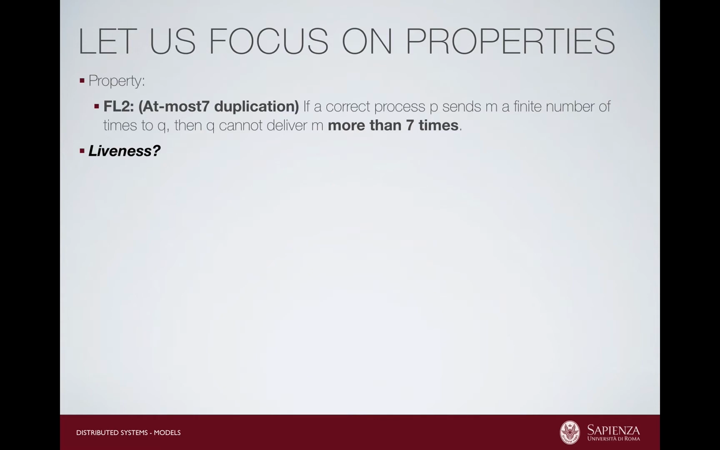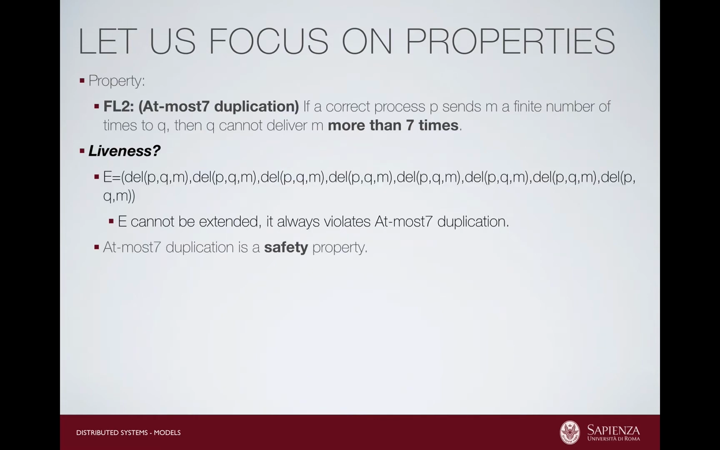The correct answer is that this is a safety property, because let's take an execution that violates this property. In this execution, the event delivery PQM happens a lot of times, more than 7 in this case. Then it cannot be extended to satisfy this property, because once this property is violated, something bad happened, and the bad thing is that a process delivered a message more than 7 times. Once this happens, we can never recover from this, and so nothing that we do will satisfy the property again.